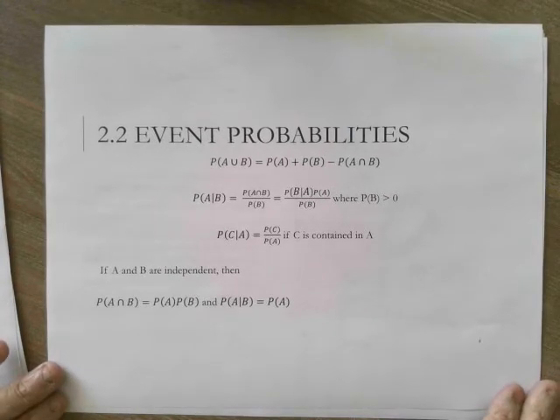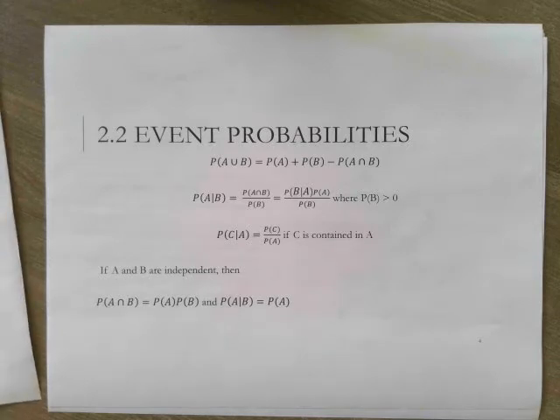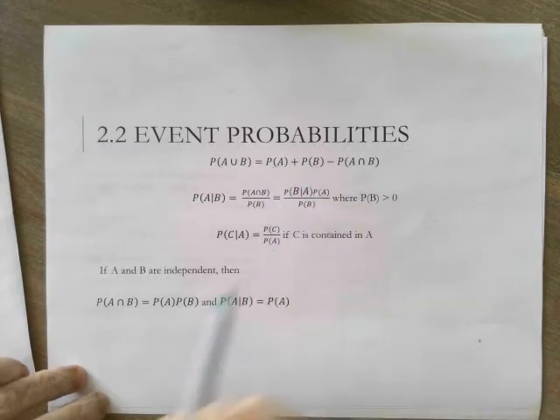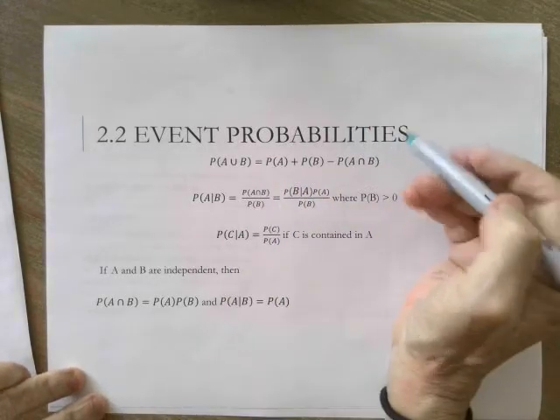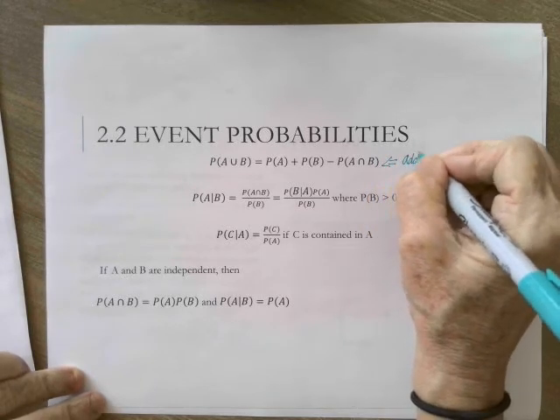If we wanted to find the union of 2 different events, A and B, we can express that as the probability of A plus the probability of B minus the intersection. Many of you have learned this as something called the addition rule.